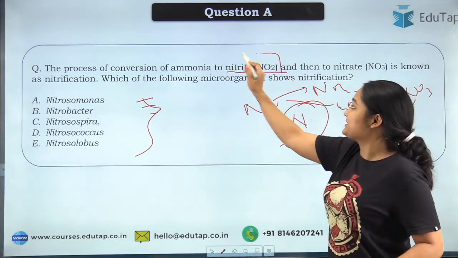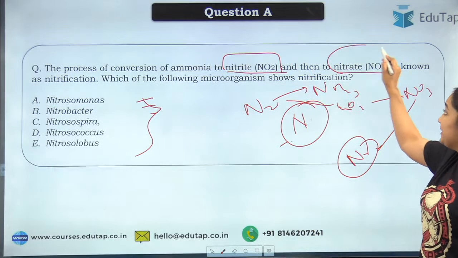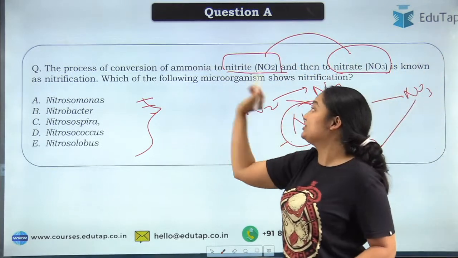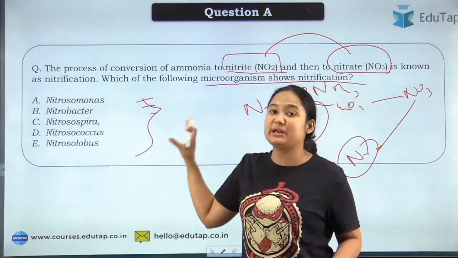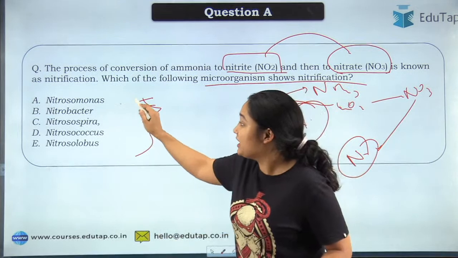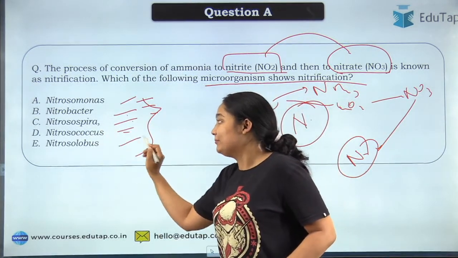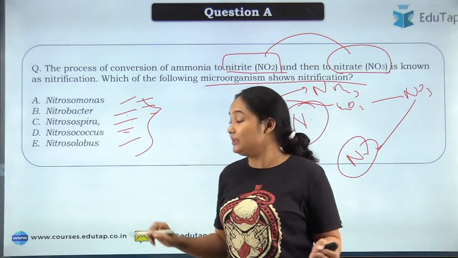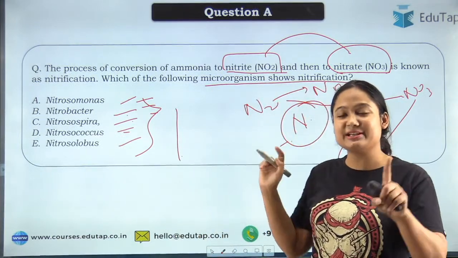Do remember, what is nitrite? It is NO2. Nitrate is NO3. So NO2 to NO3 is known as nitrification. You will have to tell which of the following microorganisms show this nitrification process. Okay, your options: Nitrosomonas, Nitrobacter, Nitrosospira, Nitrosococcus, or Nitrosolobus.